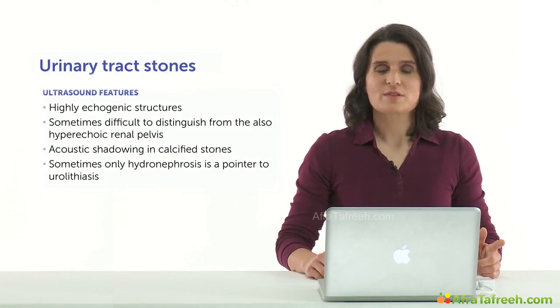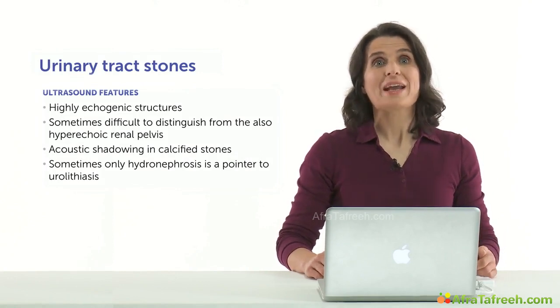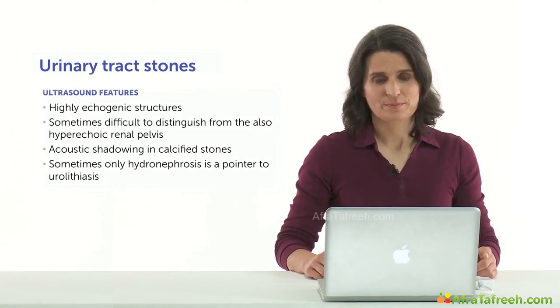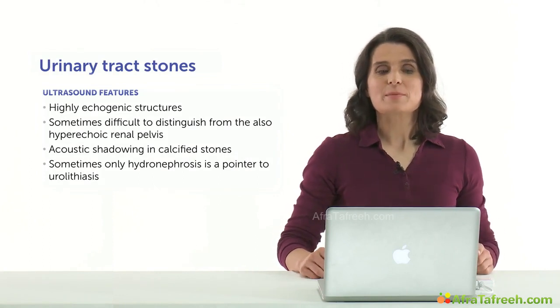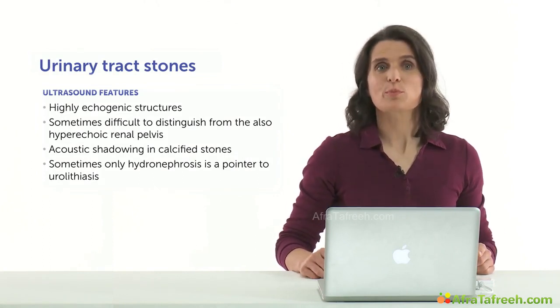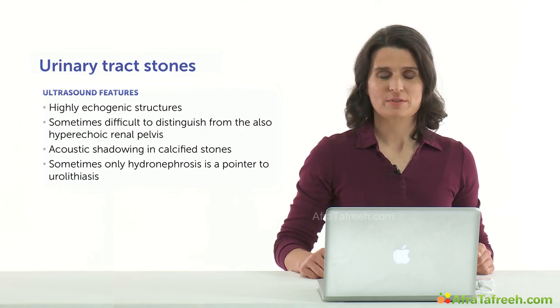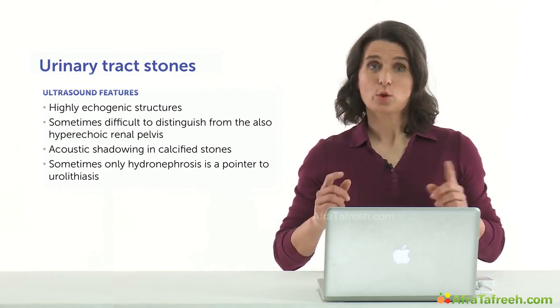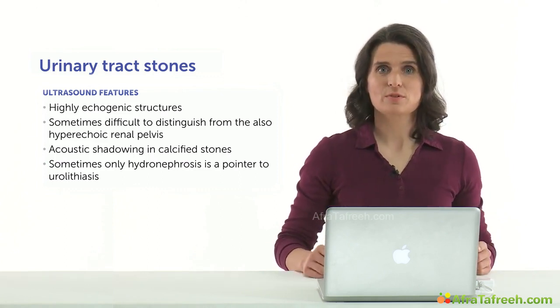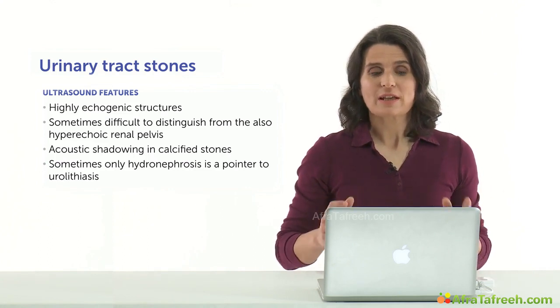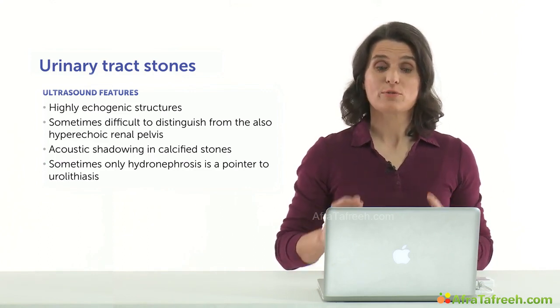Urinary tract stones in ultrasound are normally highly echogenic structures. And this can make it sometimes difficult to distinguish them from the also hyperechoic renal pelvis. We've got acoustic shadowing in calcified stones, and sometimes we even can see the stone, only a hydronephrosis is a pointer to urolithiasis.